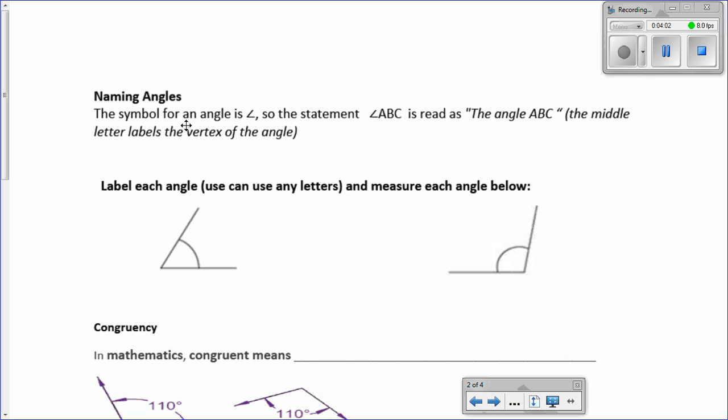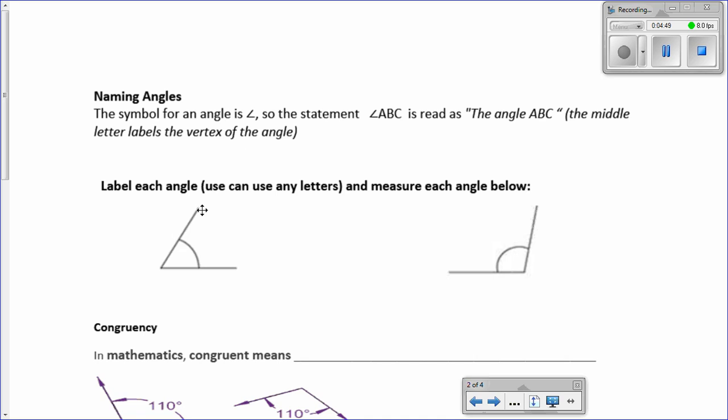Before we do that though, the symbol that we use for angle is like a little acute angle. It just looks like an angle. And we use letters to label each corner of an angle. So angle ABC is written as angle ABC. The middle letter, the B, would be the label for the vertex, which is the corner of your angle. I want you to try to label these. I don't care what letters you use. Just remember that the middle letter has to be for this vertex right here. So it could be QRS or TUV, it's up to you.